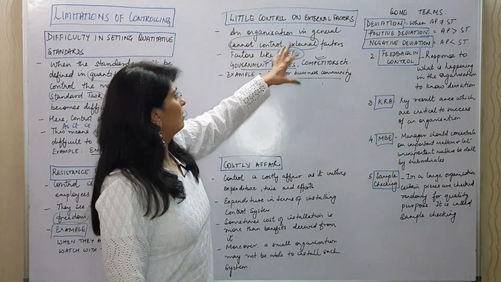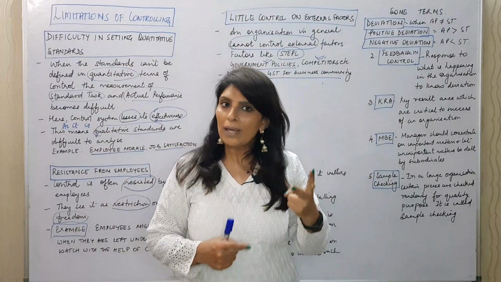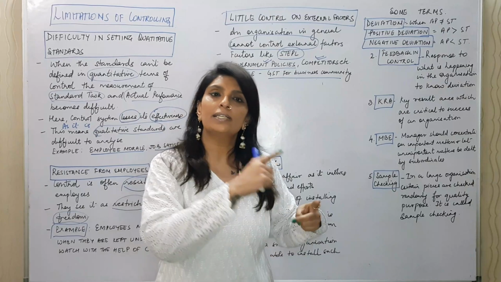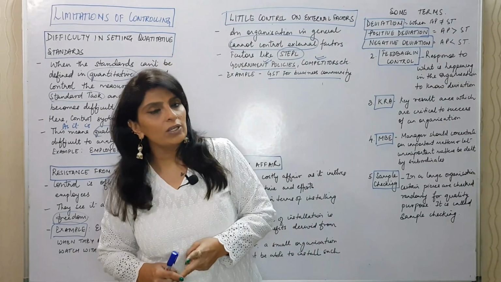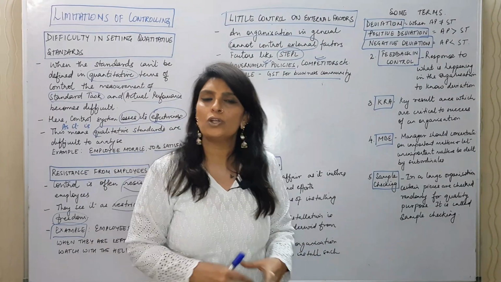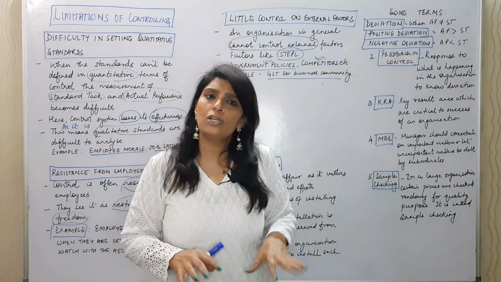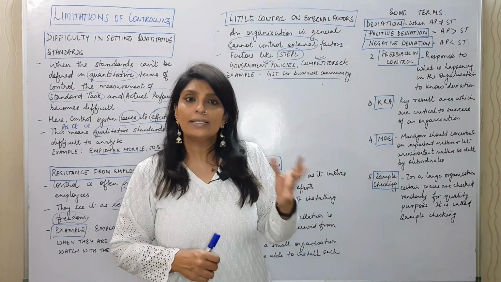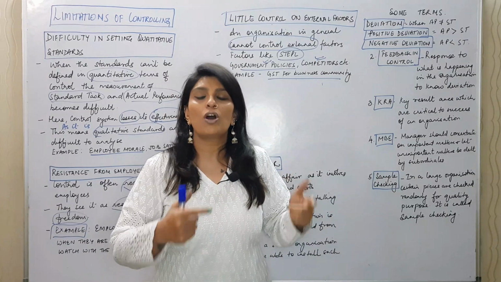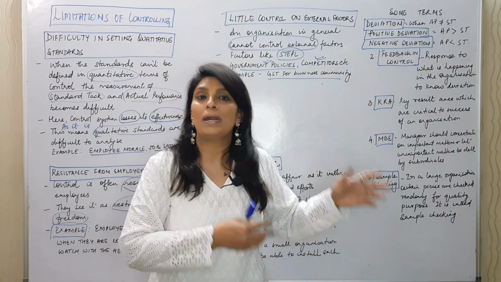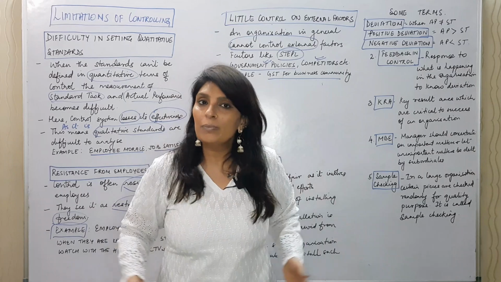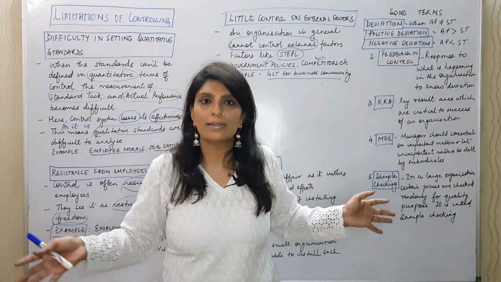Little control on external factors. Now, there are 2 types of factors, internal and external. Internal is within the organization, external is outside the organization. Internal means people who are working within the organization, you can control them, you can check them. They don't like it, but still supervisors are there. External factors are people, social, economic, political, legal, technological, competitors, customers, government policy. So many things are there.